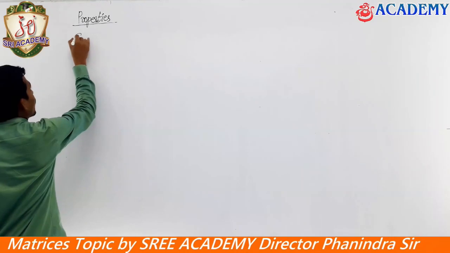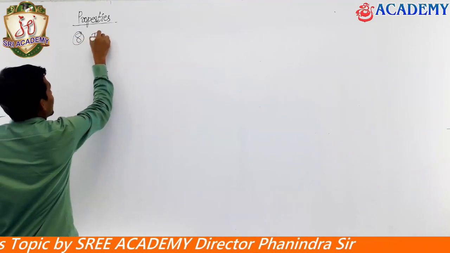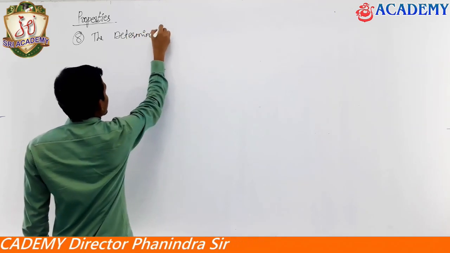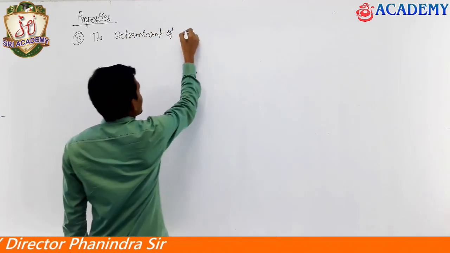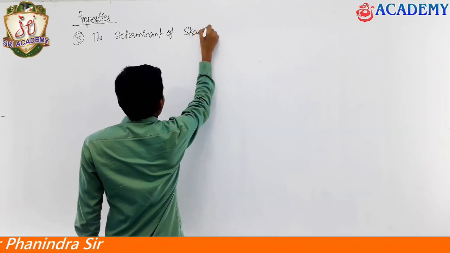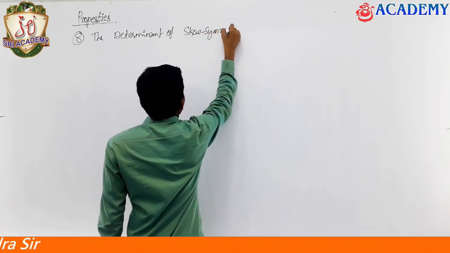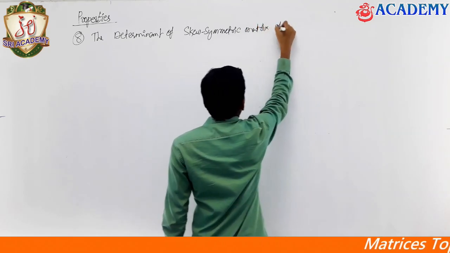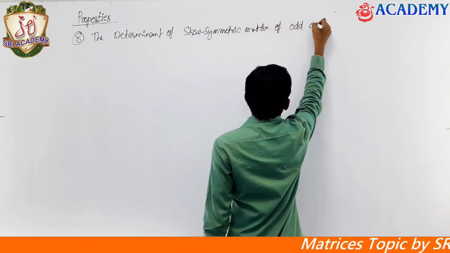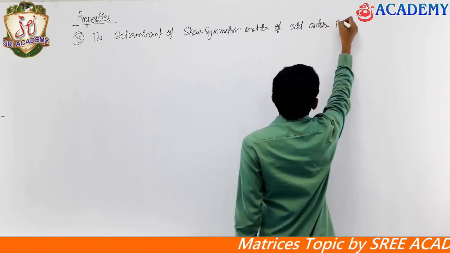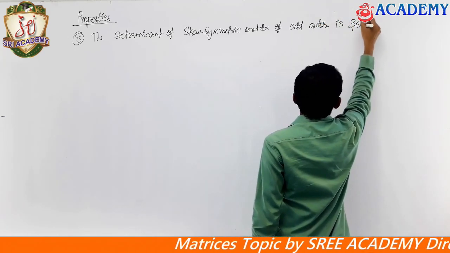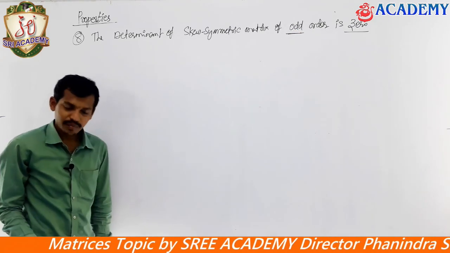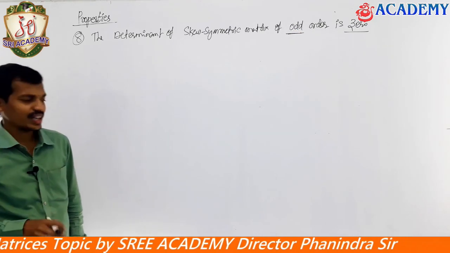That is, the determinant of a skew-symmetric matrix of odd order is always 0. What is it saying? The determinant of a skew-symmetric matrix of odd order.